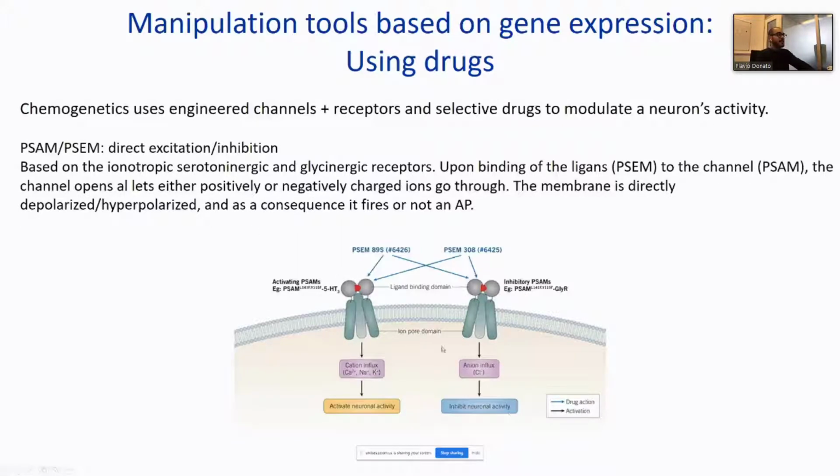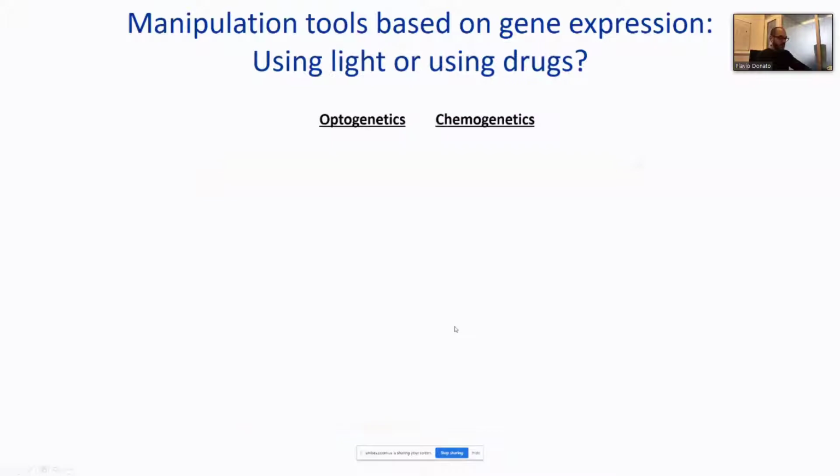There is another class of these chemogenetics, which is coupled directly with channels instead of G protein coupled receptors, and works basically in the same way. You give a drug, PSEM in this case, that is able to bind to the modified channel called PSAM, and is able to induce either the excitation or the inhibition of the neuron. In this case, instead of an indirect way to stimulate the neuron, this is a very direct way in which you can do stimulation or inhibition.